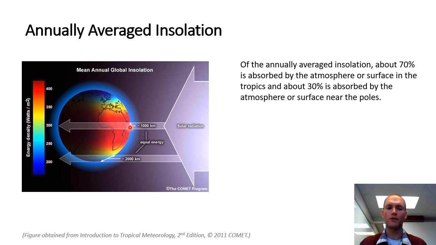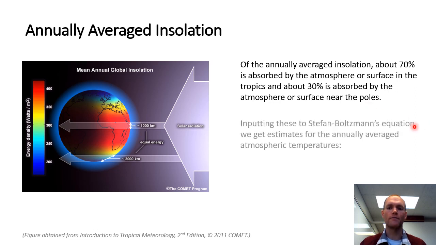So of this amount that actually reaches the Earth and its atmosphere, about 70% is absorbed by the atmosphere or the surface in the tropics. It has what we would call an albedo, a measure of its reflective ability, of about 0.3. And about 30% is absorbed by the atmosphere or the surface near the poles. It has an albedo of about 0.7, which indicates very high reflective characteristics of the snow and ice that dominate the polar regions.